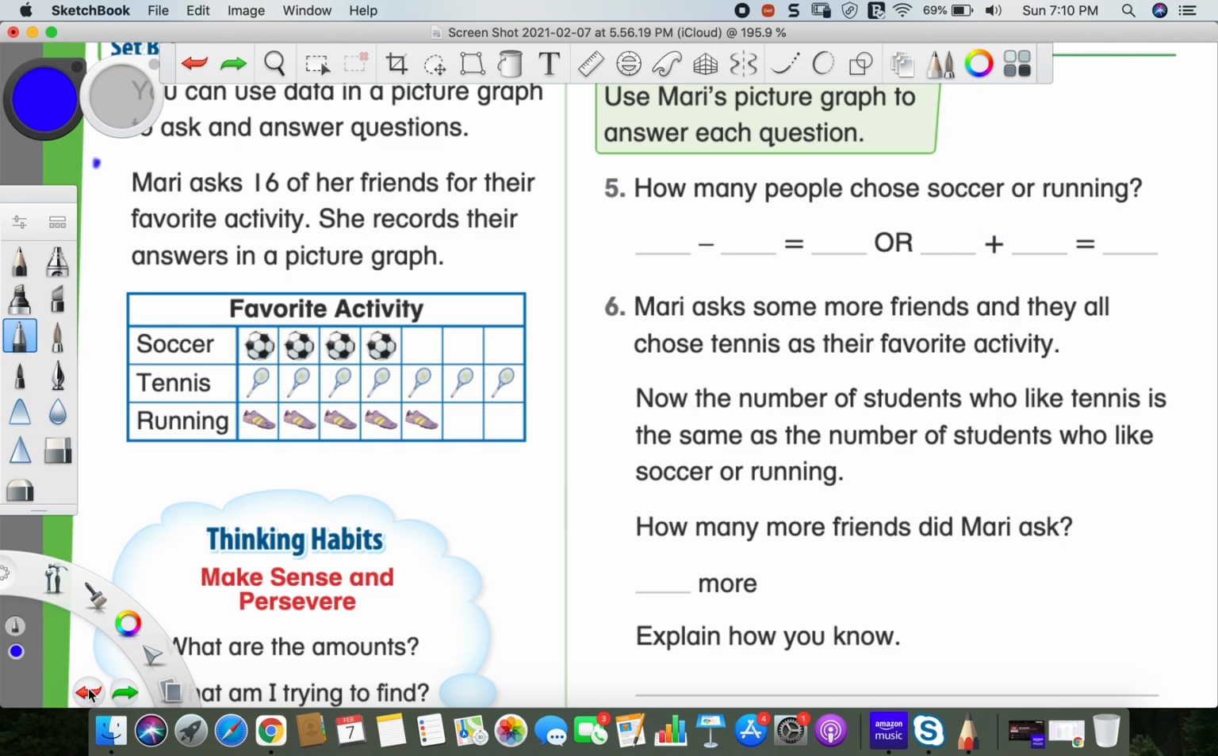Okay. So it says, how many people chose soccer or running? So again, when we see the "or" in a problem like this, talking about a chart, it means in all. Okay? So I already told you guys we're going to use the addition part. So go ahead and take your data from your picture graph and tell me how many friends voted for soccer or running. All right, I'll give you guys a quick minute.